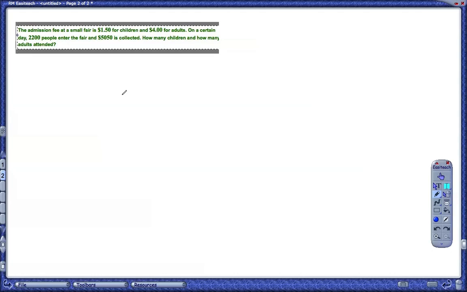So the goal here is we have two equations we want to write. One's going to deal with the amount of money collected. The other one's going to deal with the amount of people that attended. Now since we don't know the amount of people, we know there were adults and we know there were children there, and we know that there were 2,200 people there. So if we just add the adults plus the children, we'll get 2,200 people. So now we have to set up our second equation so we can solve for A and C.